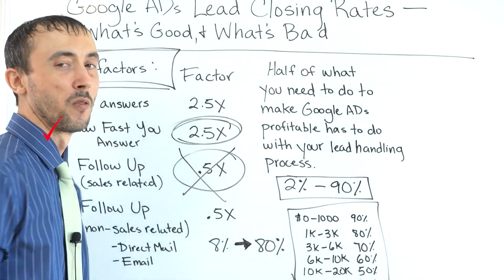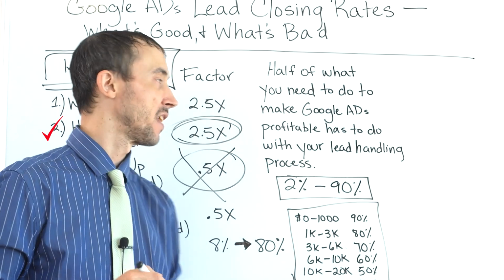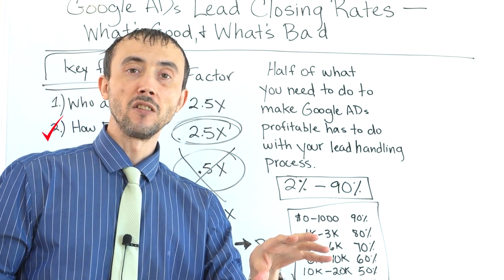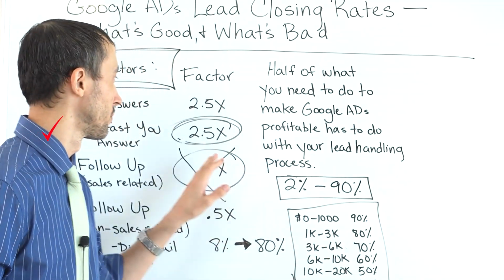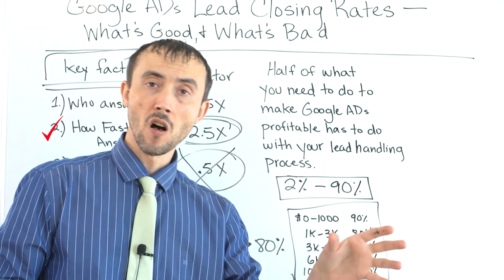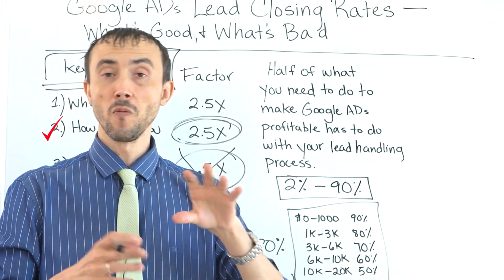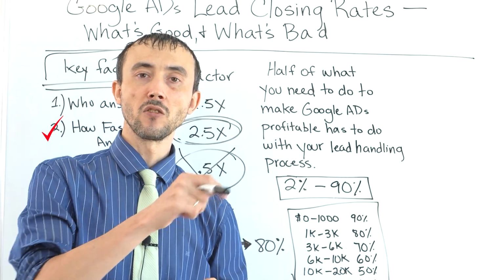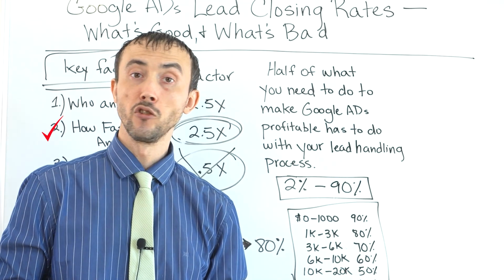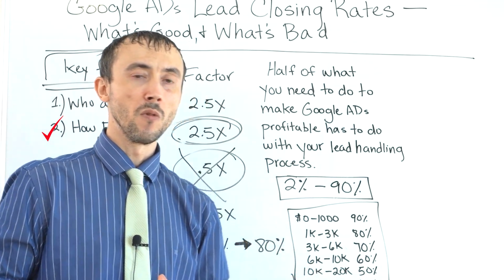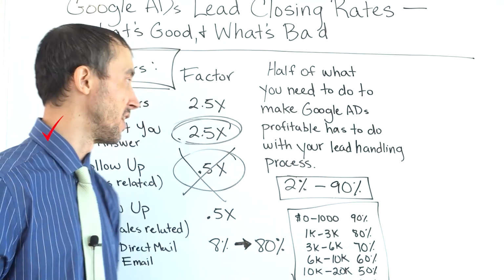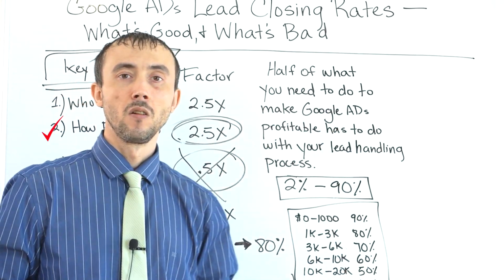2.5 times. So the form leads, going back to that, 30% contact rates on the form leads. Depending on whether you get more calls or more form fills, if you start answering just your form leads within a minute, you will 2.5 times your closing rate just from that one thing alone. On phone calls, answering the phone quicker, it's going to be more like a doubling.